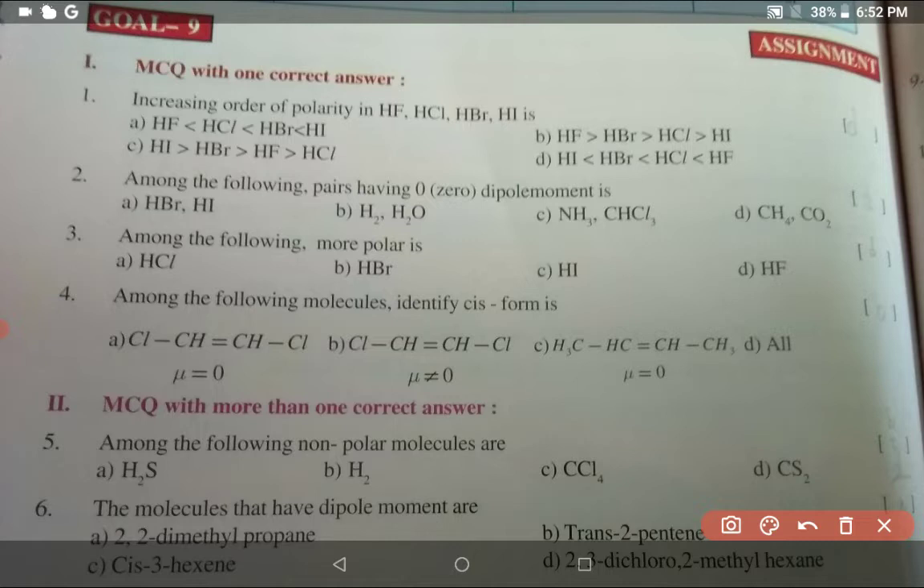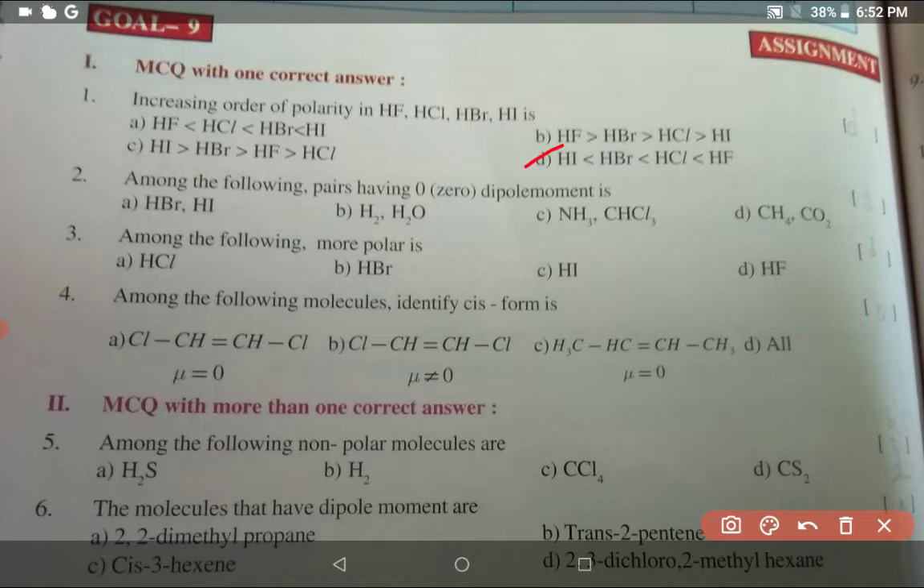Increasing order of polarity in HF, HCl, HBr, HI. So we have to arrange it in increasing order of polarity. So how do we arrange that? First HI: HI is less than HBr, HBr is less than HCl, and HCl is less than HF. So which is the greatest one here? HF is the greatest one, and the least one is HI. Right, that is option D.